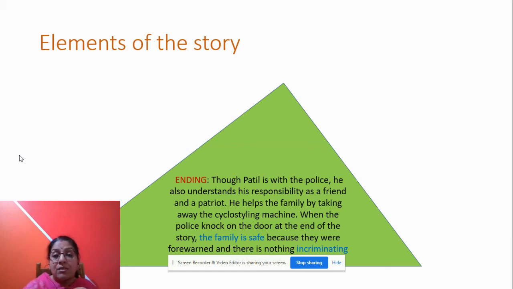And the real police, Mr. Patil was also part of the police, but he was a responsible friend too. Now the police came later and they were searching the house to find some proof or evidence, but they could not get any. So nothing incriminating was found. What do you mean by incriminating? Something which is worth punishing. So if you keep a cyclostyling machine, that is a punishable crime. So that did not happen. So Mr. Patil saved the family from being jailed or arrested.